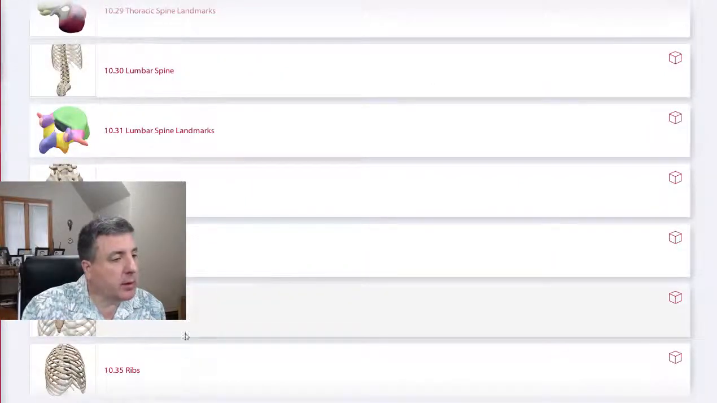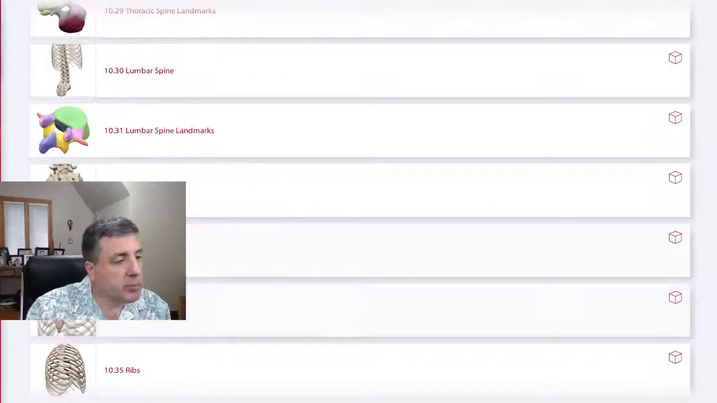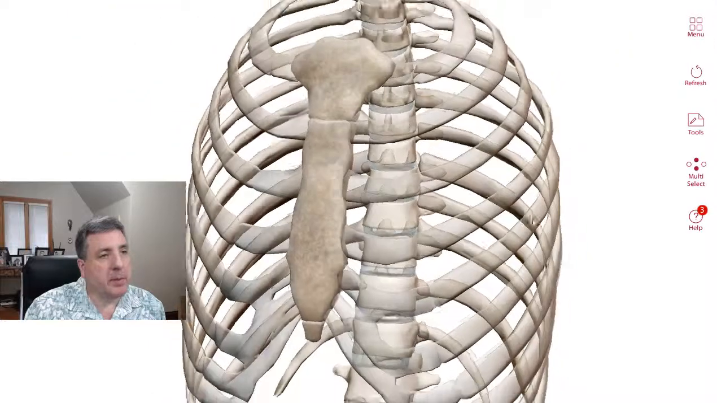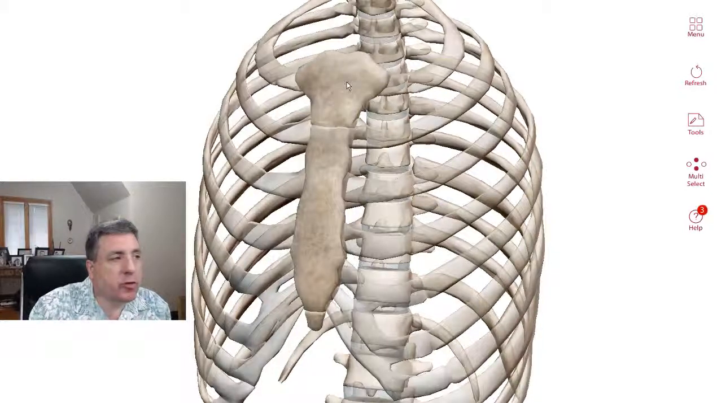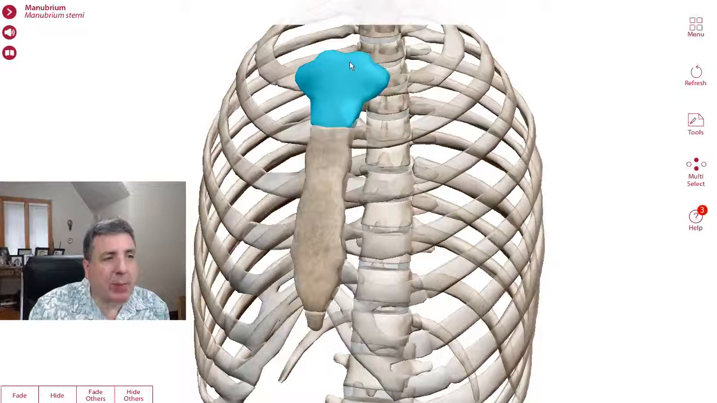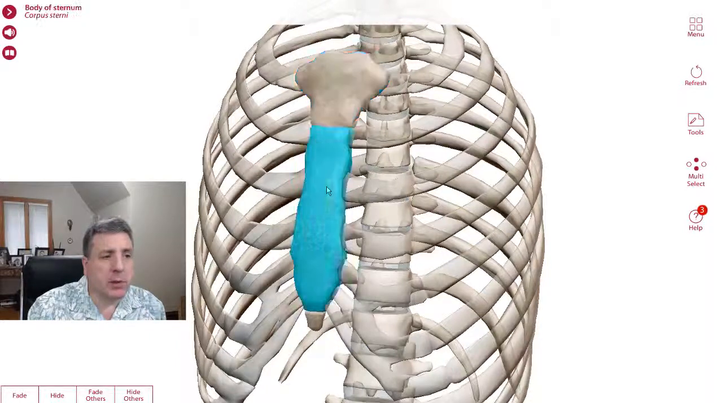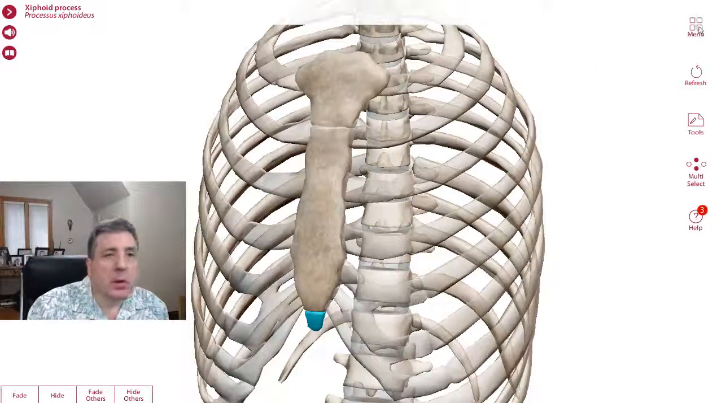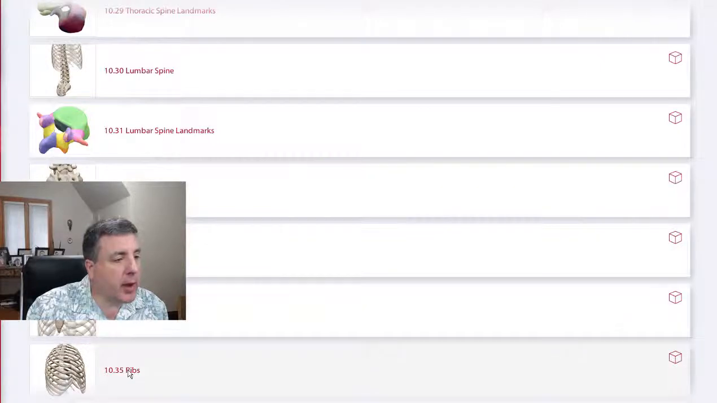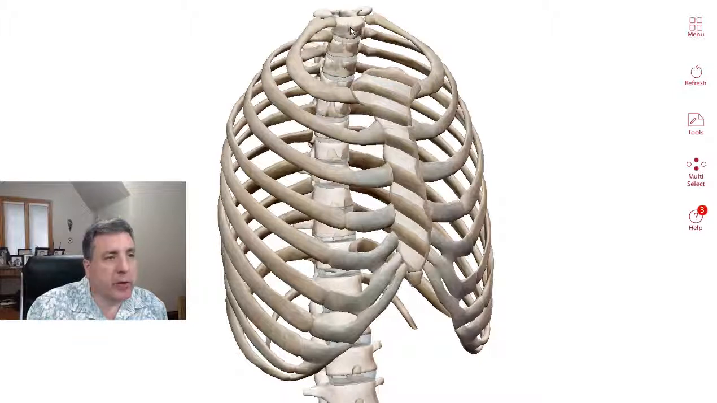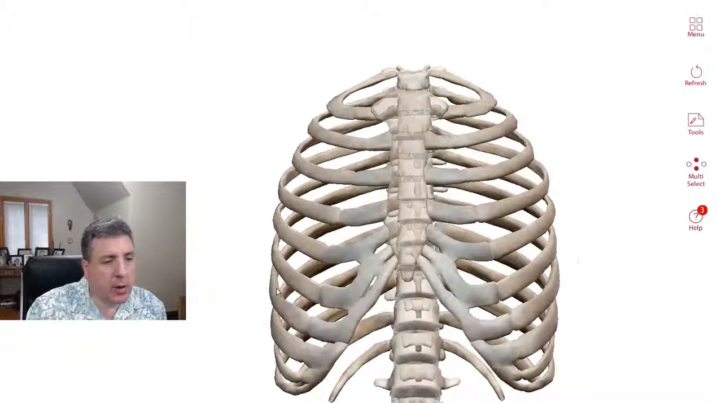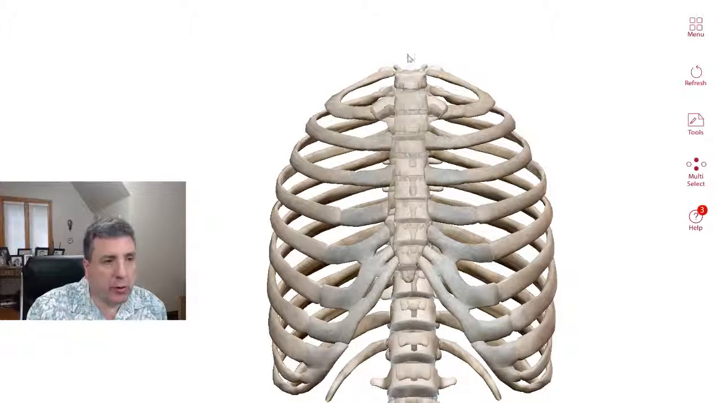Let's look at the sternum. Your sternum is going to be your breastbone, and the sternum is actually made up of 3 bones. The topmost portion is the manubrium. Then we have the body and the xiphoid process. And if you were to look at the ribs on this one, here's T1, and then you go all the way back down to T12. So all your thoracic vertebra are associated with ribs.